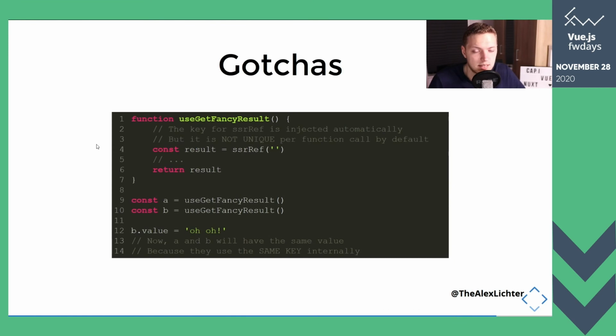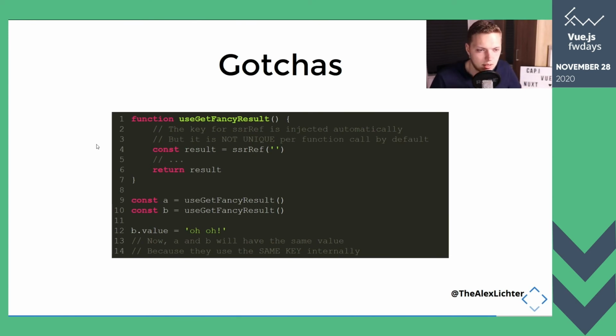So let's take a small code example. We have a composable, which is called useGetFancyResult. Okay, interesting name. And in line 4, well, we set up an SSR ref. Okay, and then we do something and return the result. Okay, all good. And now in lines 9 and 10, we call this function twice and use A and B. And now in line 12, we set the value from B to 00. And guess what? Now A.value is also 00. Why? Because they use internally the same key.